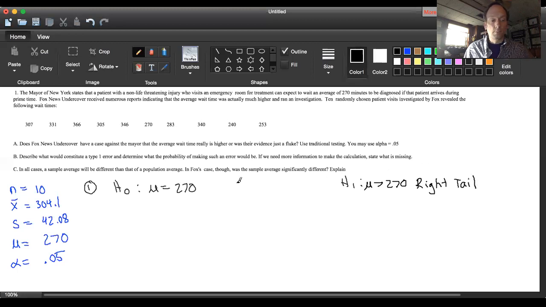Okay, for step two, my critical values, I'm going to put in critical values for my alpha level and my degrees of freedom, which I'll need to determine the critical values. So I'm going to write alpha equals 0.05 with a right tail test, and degrees of freedom is equal to 9.